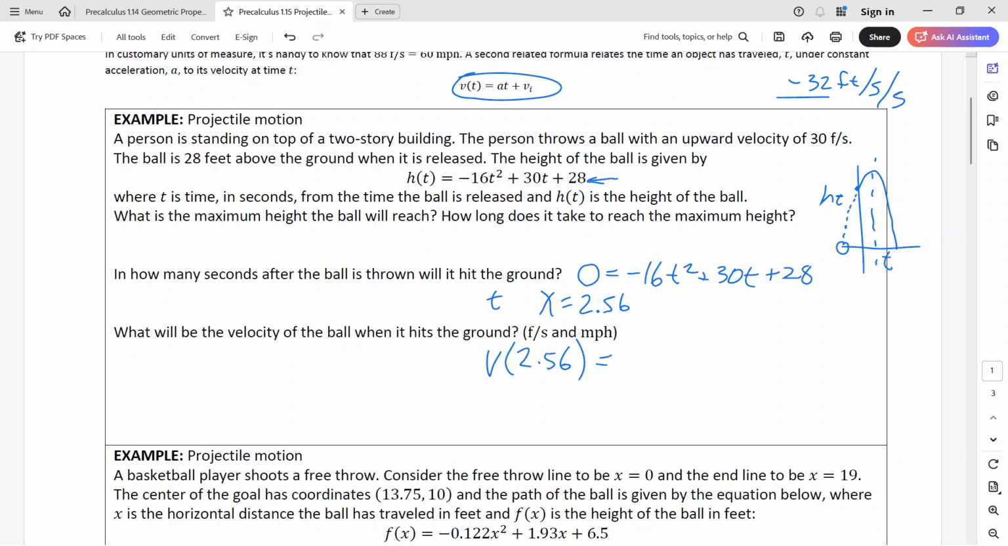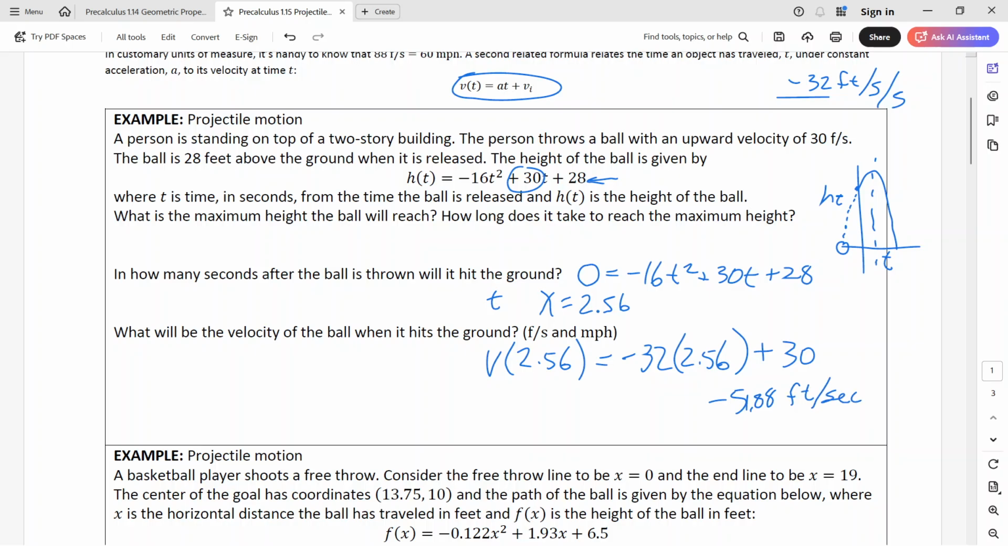So the a is negative 32, and the t is my stored value of 2.56. And then the initial velocity is that 30. And hopefully you picked that up when you read the small print above. So plus 30. So all I'm going to do at my home screen is go negative 32x plus 30. And out pops negative 51.88 feet per second for the velocity.